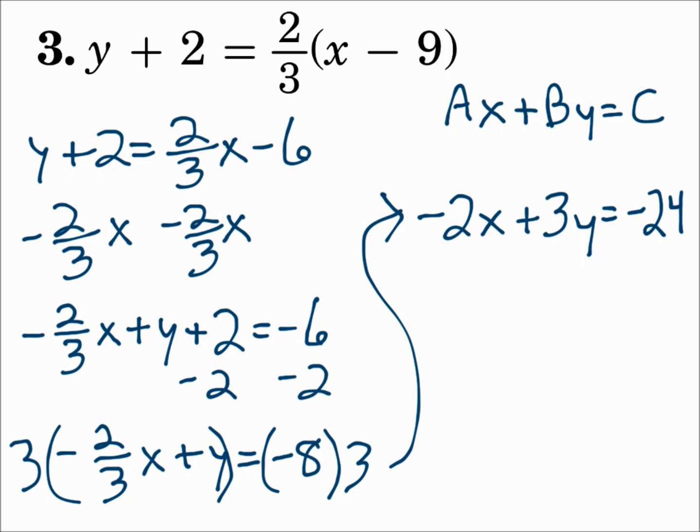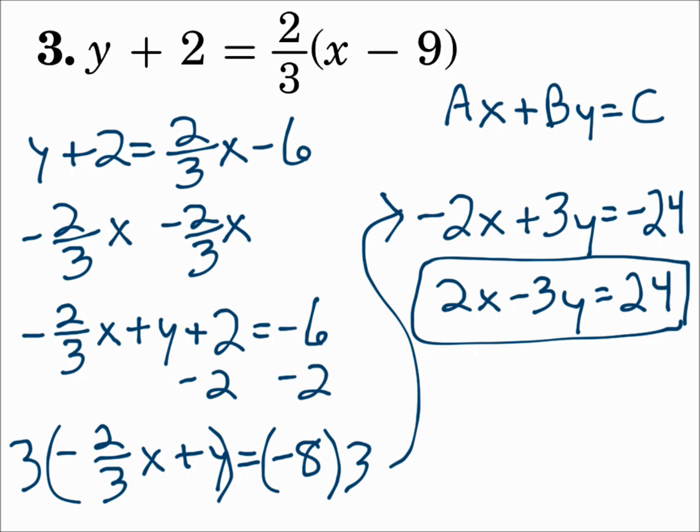But the first one's negative. I need it to be positive. So when that happens, multiply both sides by -1, which changes every sign. And that gives us a positive 2x minus 3y equals positive 24. So get everything in the right position. Make sure you don't have any fractions. Multiply both sides by the lowest common denominator if there are fractions. And then change each sign if you have a negative for the first one.